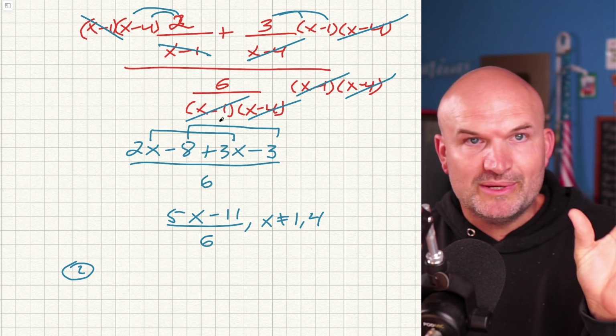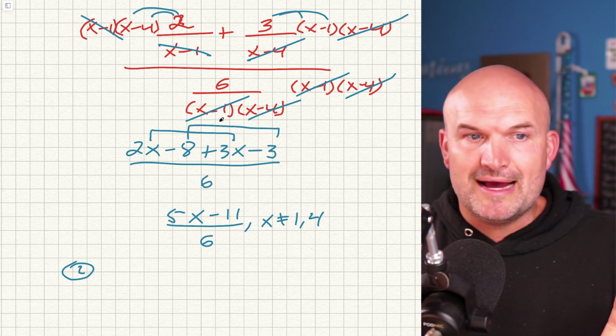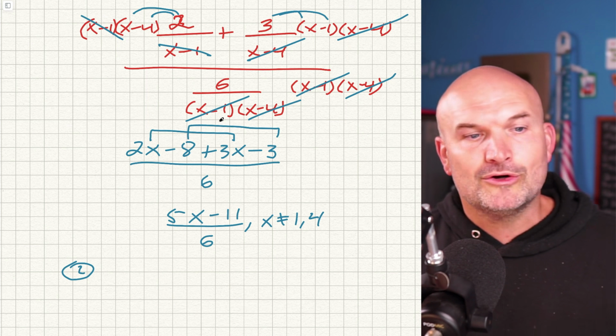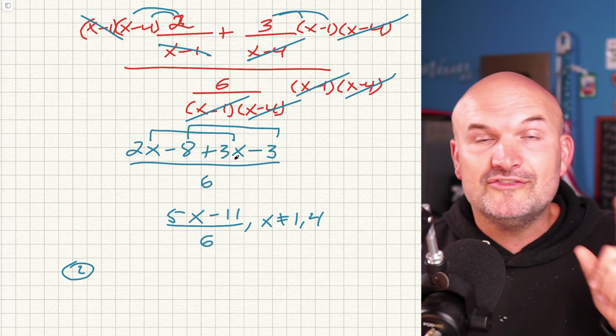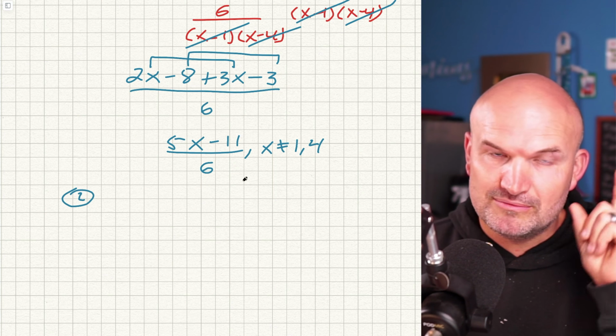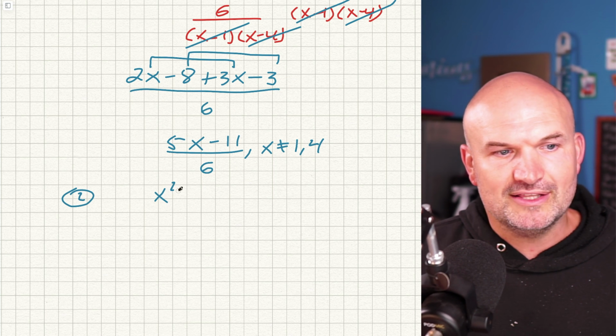If you see two binomials and then you see a trinomial as your third denominator, look for that to be your common denominator, that trinomial in factored form. But it's not always the case, so make sure you check yourself, okay? All right, let's go and take a look at another one.